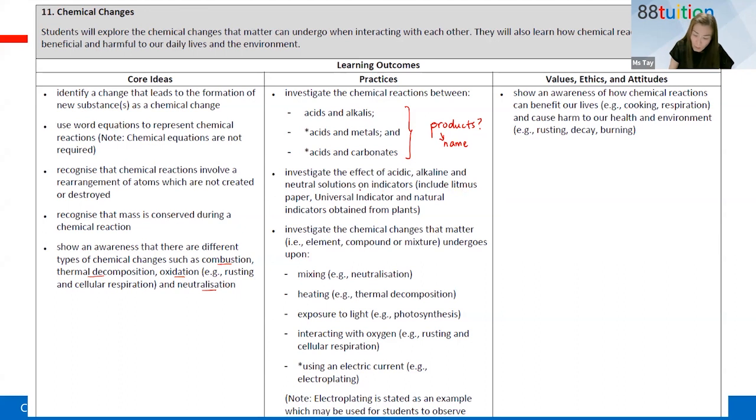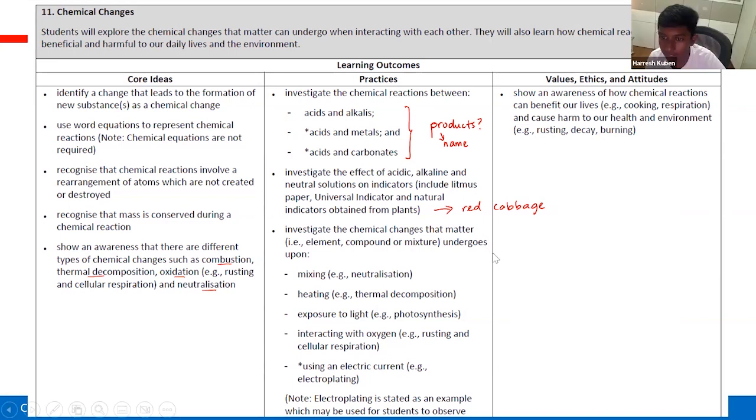Now, you need to investigate the effect of acid, alkaline, neutral solution on indicators. So indicators will be litmus paper, universal indicator, natural indicator obtained from plants. So what we can do is we can make our own indicator. We call it the red cabbage indicator. Not sure whether you heard of this. Like you blend the carrots.